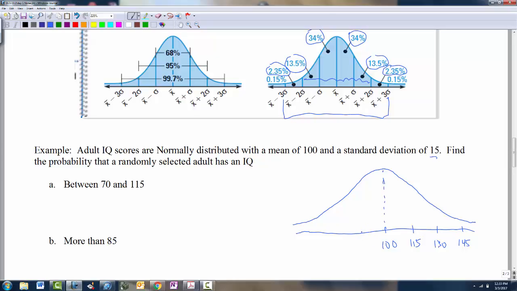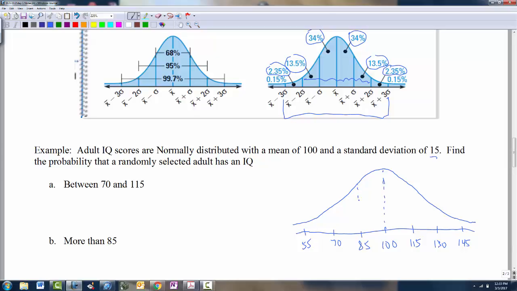Okay, one deviation to the left is 85, right? Check my math here. It's far from perfect. Just ask my wife. 15, 70. And then what's 70 minus 15? 55? What are you looking at me that way for? 55? Odd look from a student. Okay, here we go. He's trying to help.